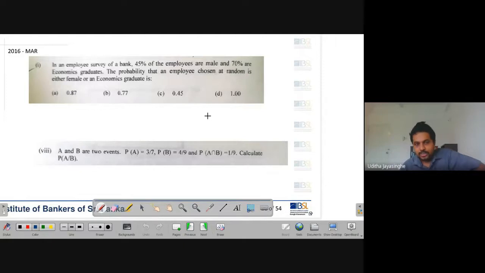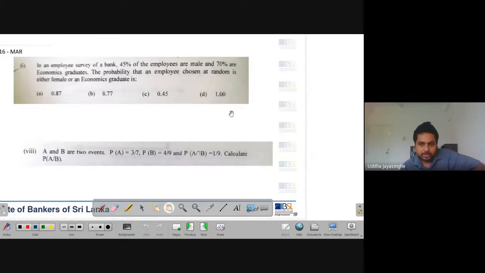Since this is a matter of gender, I can use either a Venn diagram or a tree diagram, simply because my set can be defined nicely into two angles. So let me use a tree diagram over here for a change. I start with an employee, 45% and 55% is my first division. 45% are going to be male, and if that is the case, the other 55% are going to be female.